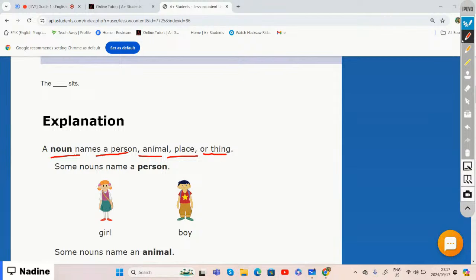When we say that a noun names a person, it means that it can be a girl, can be a boy, anything that names a specific person. It can either be the boy's actual name or the girl's actual name. For example, we have boy, girl, mother, father, or it can be somebody's actual name.